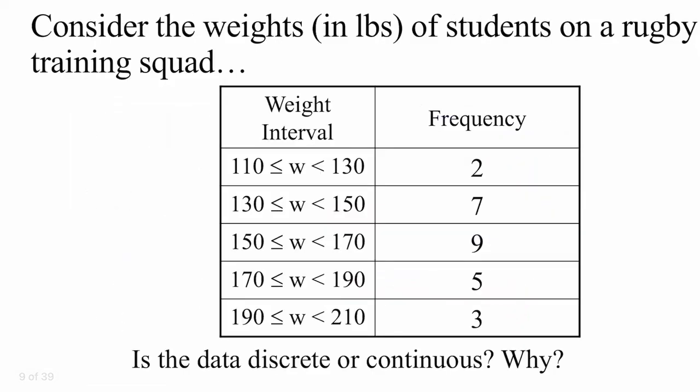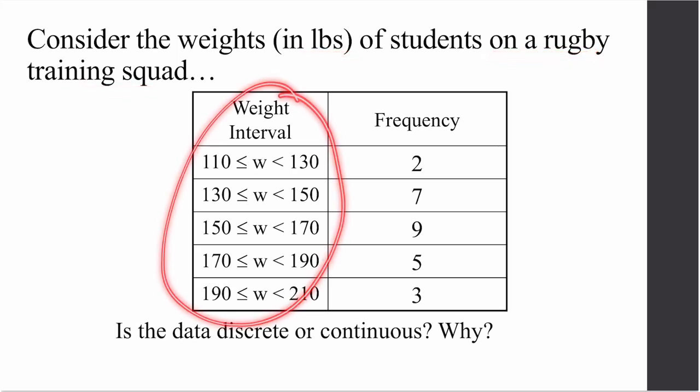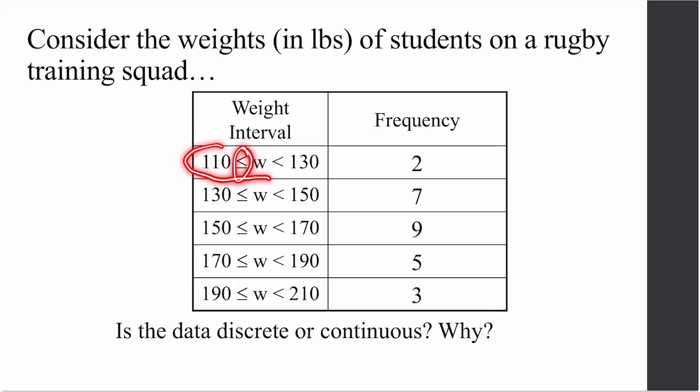Here we're going to consider the weights in pounds of students on a rugby training squad. This is the proper way to do the intervals for the different classes. In a histogram, we're saying 110 pounds is less than or equal to their weight, which is less than 130. As soon as you get to 130, you get bumped up into this next group right here. But if you weigh 129.999, then you're in this lower class right here.